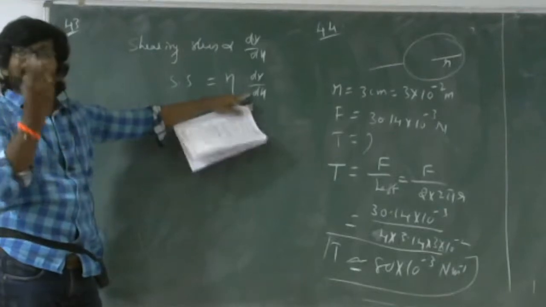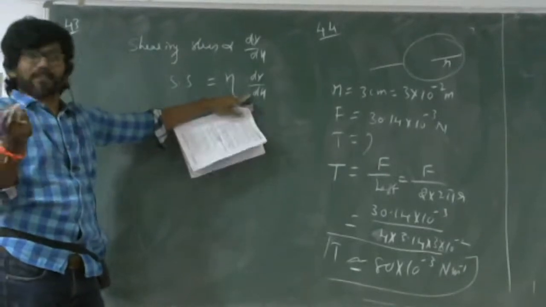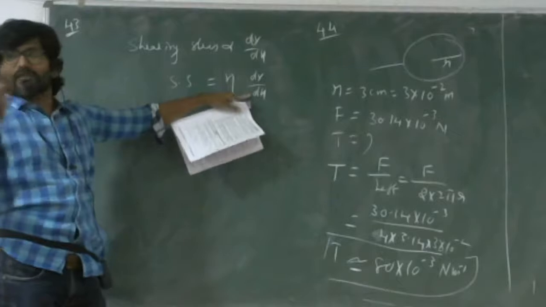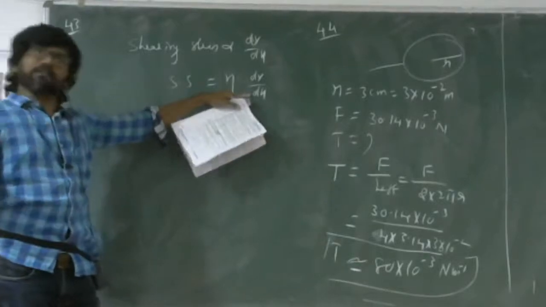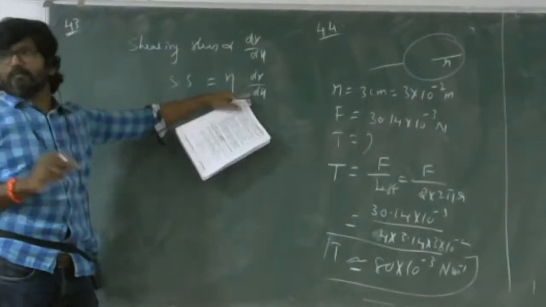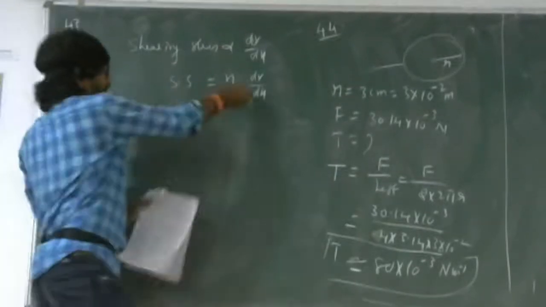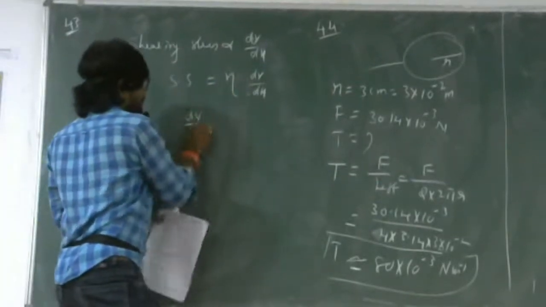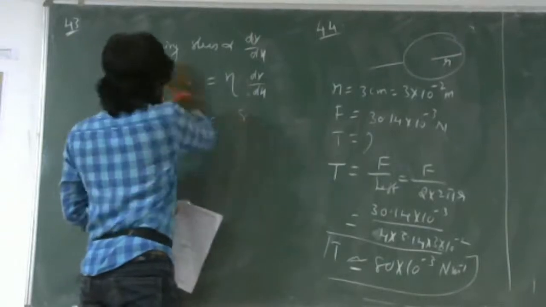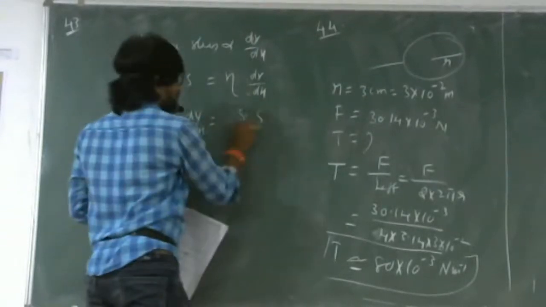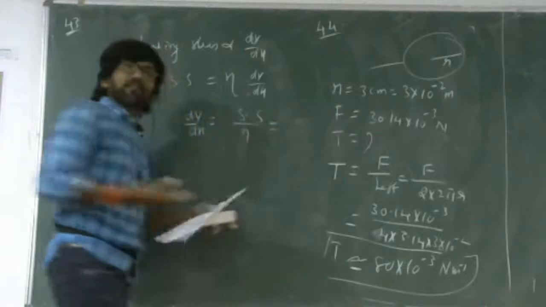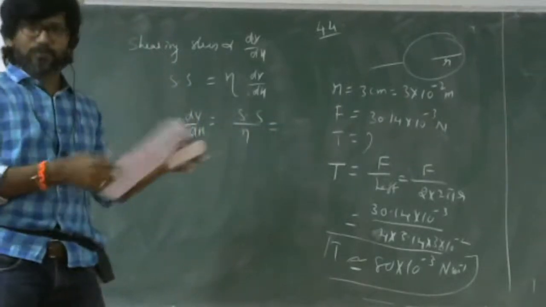Any parameter which changes with distance is called a gradient of that. Velocity is changing, velocity gradient. Force is changing, force gradient. Pressure is changing, pressure gradient. Potential is changing, potential gradient. In electrostatics we use the word potential gradient. So here you can take dV by dx is equal to, what is that? Shear stress by eta. Those values are given, it is a direct calculation. So substitute and do it.